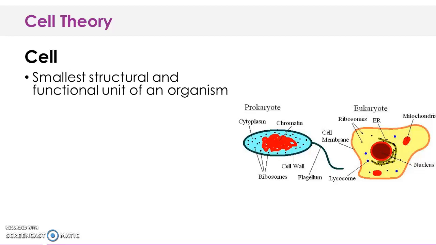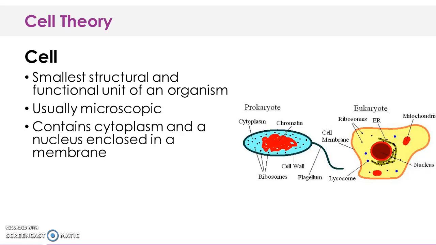A cell is the smallest structural and functional unit of an organism, which means it is the basic unit of life, and nothing on Earth that is considered a living organism can be smaller than a cell. Cells are so small, they're usually microscopic, which means they cannot be seen by the naked eye and you need a microscope to see them.